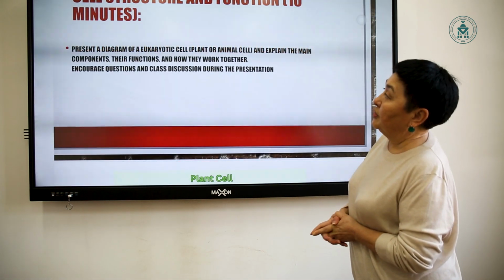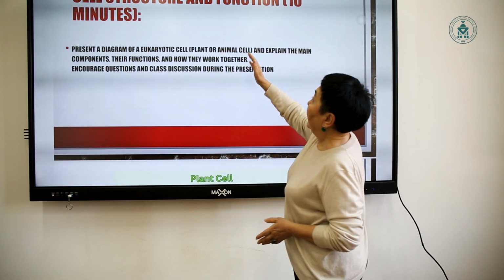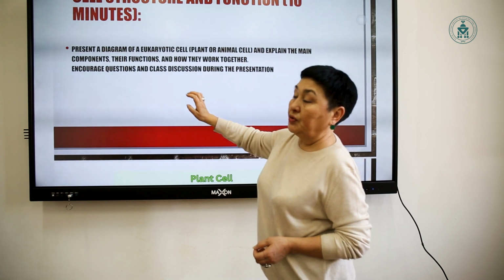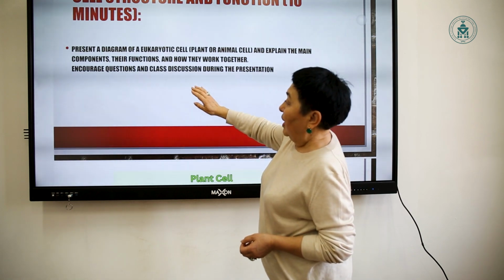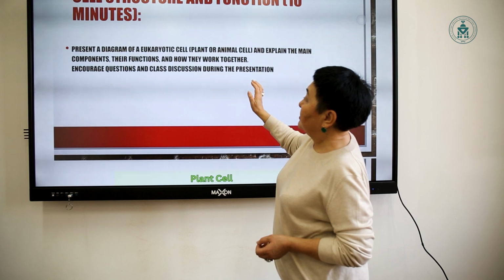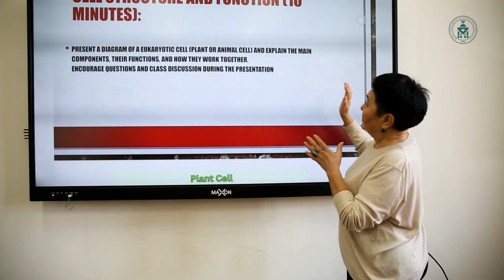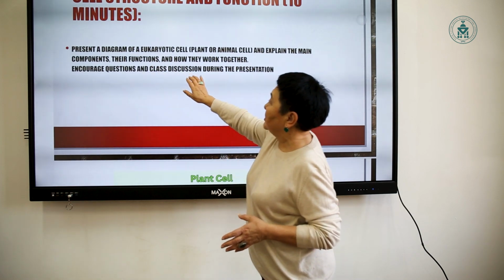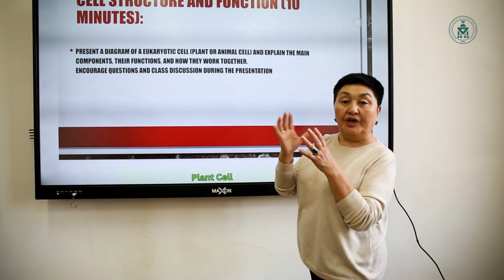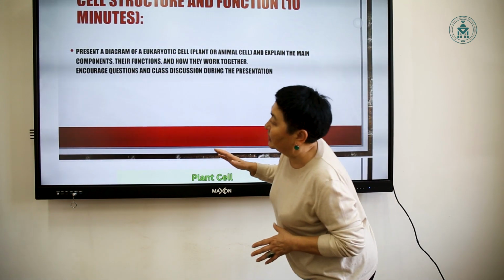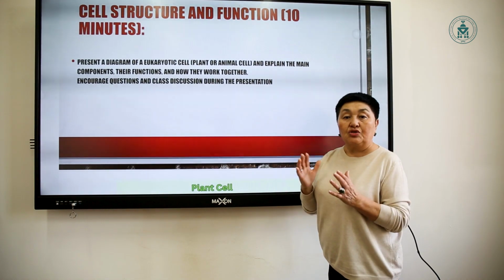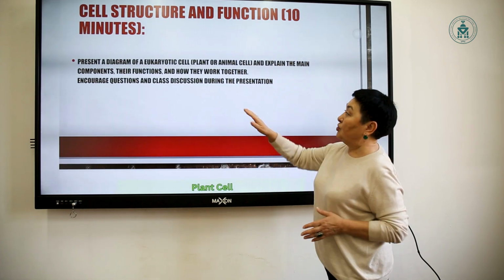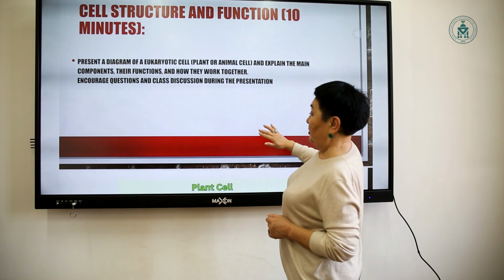We continue with cell structure and functions. Also takes 10 minutes. Usually present a cell, plant or animal, and explain the main components, their functions, and how they work together. How do they work together? And of course, encourage students with questions and class discussion during the presentation.